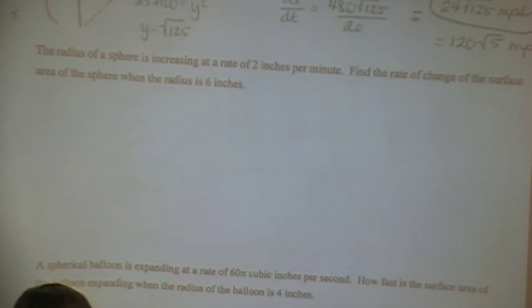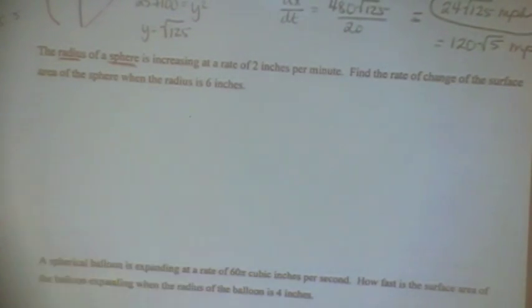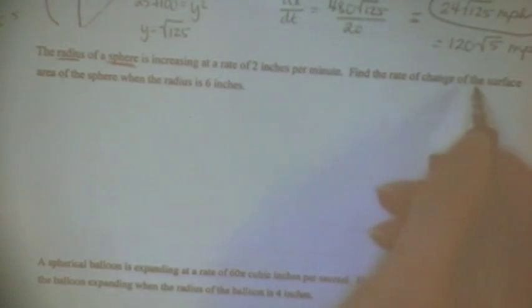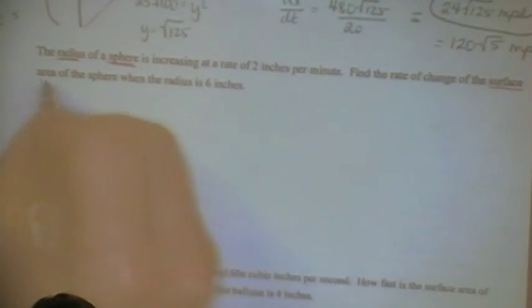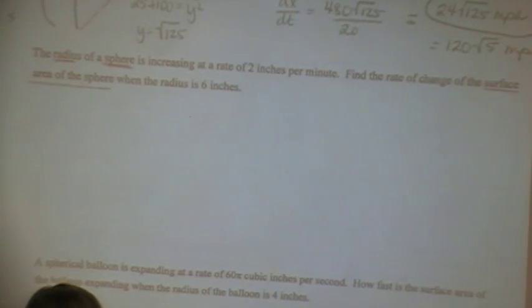Okay, so you remember what you're going to do. You're going to go through and identify what variables you're dealing with. That helps you know what formula you're looking to use, and then identify the rates that you've been given and the rates that you're looking for. So I've got radius of a sphere. They gave me a rate, and then I have surface area of the sphere. So it looks like I'm doing surface area of the sphere, which is probably not one that you have memorized right off the top of your head.